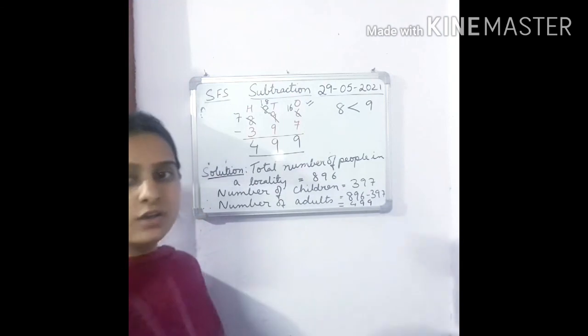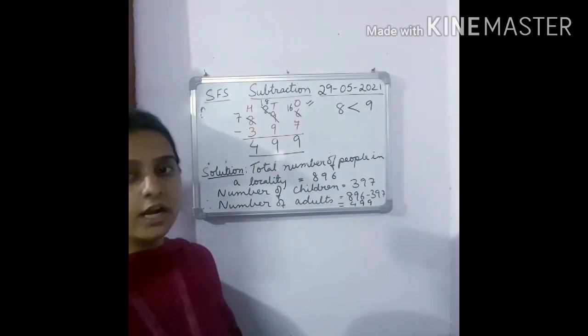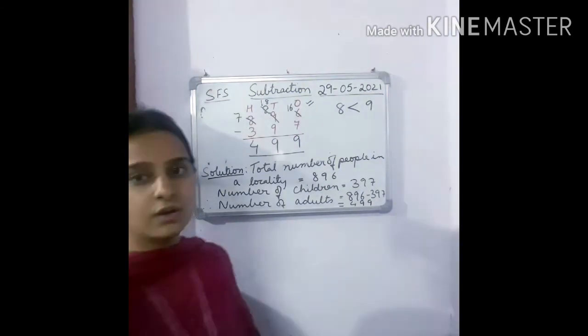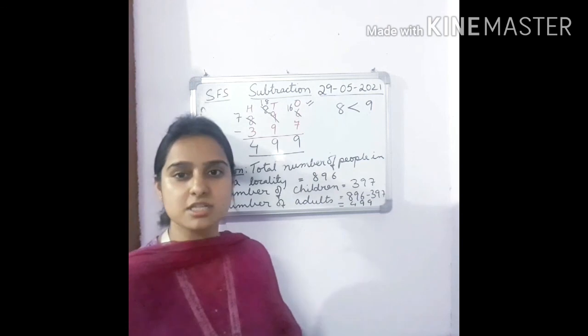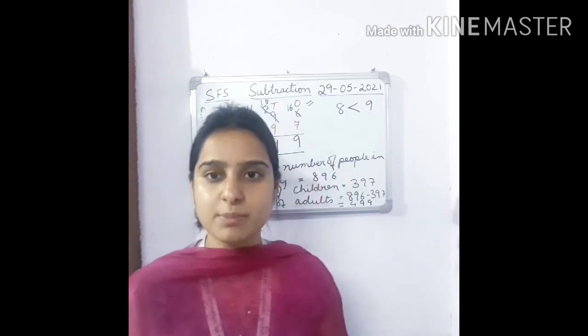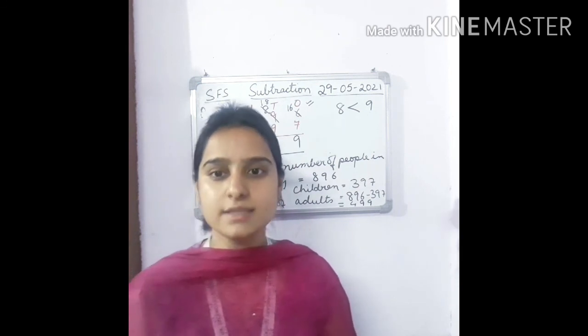499 adults. Okay, so you can write at the end that the answer is 499 adults are in a locality. Okay, this is how we do the application based question. Everyone try these questions, and if you are not able to do them, we will discuss these questions again in our next class. That's all for today. Thank you so much.